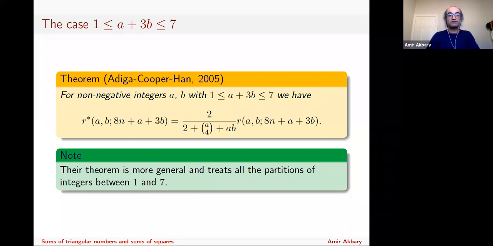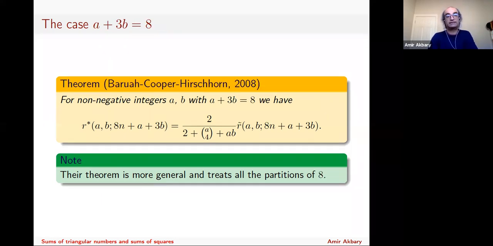Okay, in 2005, Adiga, Cooper, and Han considered this problem again. In fact, they considered all the numbers a and b such that a plus 3b is between 1 and 7. And they showed that this relation between R star and R holds. This is the quotient that they consider. Their result, in fact, is more general than the way that I wrote. They didn't only consider the coefficients 1 and 3. They considered all the partitions that we have for integers from 1 to 7.